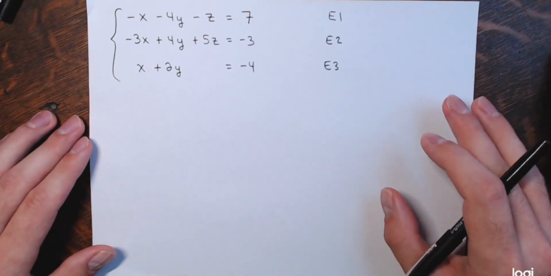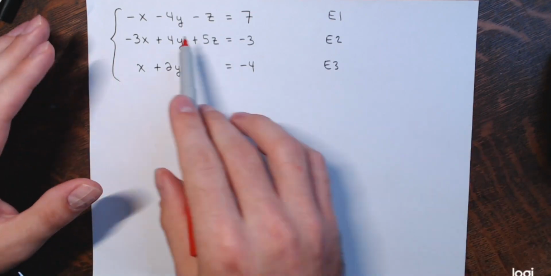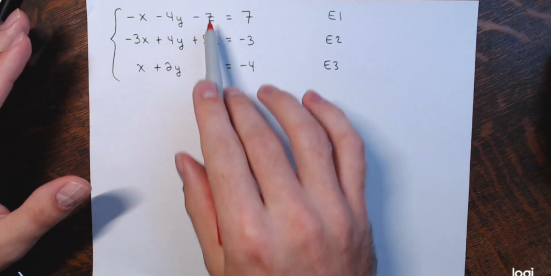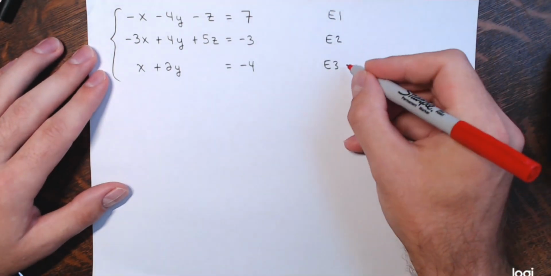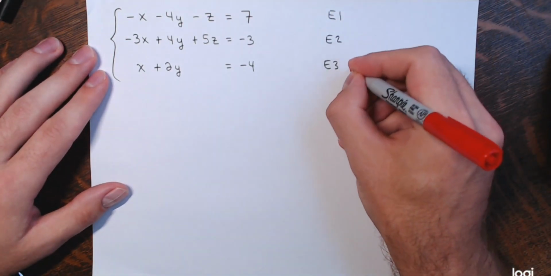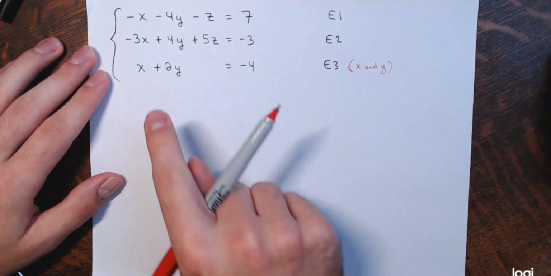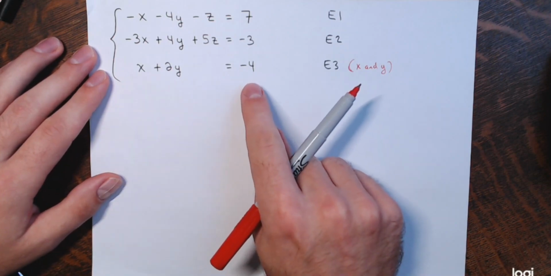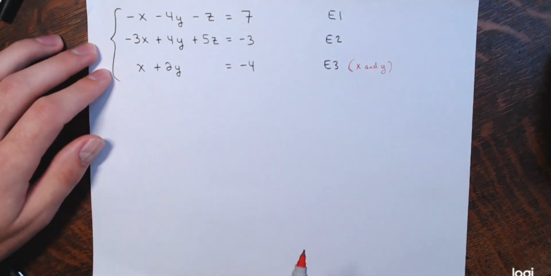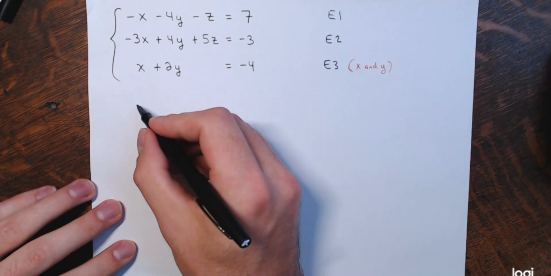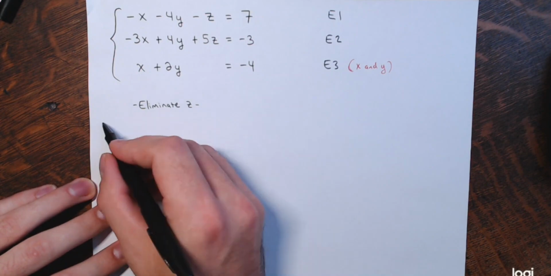Alright, so here's the system they gave us. Once again, I'm noticing everything's lined up the way I like, right? All the x's and y's and z's are lined up on the left and equals, and then all the constants on the right. Great. Noticing that this third equation has just two variables, x and y in it. So I'm going to keep that third equation, and I want to make another equation with just x and y in it. And to do that, I would have to eliminate the z's from equations 1 and 2. So that's what I'm going to do.